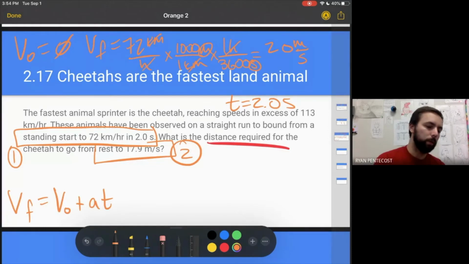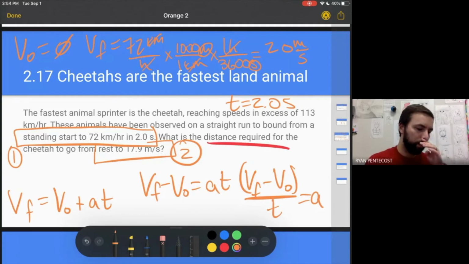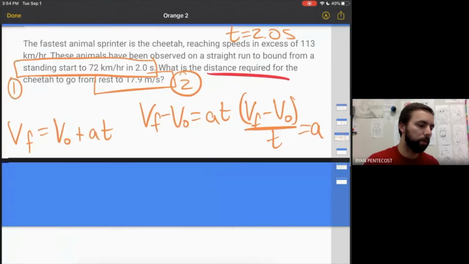So we will do that right here. Let's rearrange that for A. You have V final minus V naught equals AT. Divide the T over. Our final equation we're going to use is V final minus V naught divided by T equals A. Okay. We have that equation. Now let's plug in our numbers.